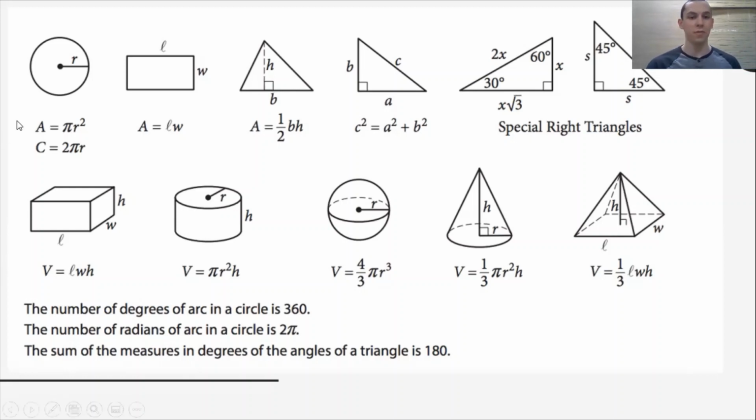We're just going to go from this top all the way to the end of this row with the special triangles and then go through the 3D shapes. And then at the very end, we'll go through these 3 statements at the bottom. And then we've got a question at the very end of the video that utilizes some of this information.